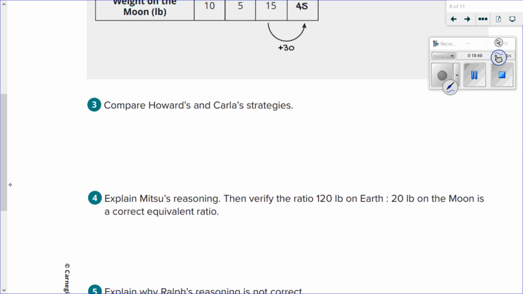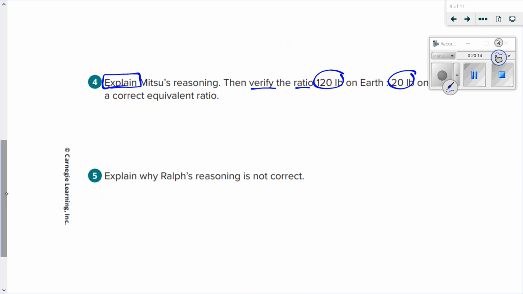So, question 3, I'm comparing Howard and Carla. In other words, look at what they did. Tell me what the differences, what the similarities are. Number 4, explain Mitsu's reasoning. Then verify that the ratio 120 to 20 is a correct equivalent ratio. So look at what she did, make sure you understand it, and then verify it. And then 5, explain why Ralph's reasoning is not correct.